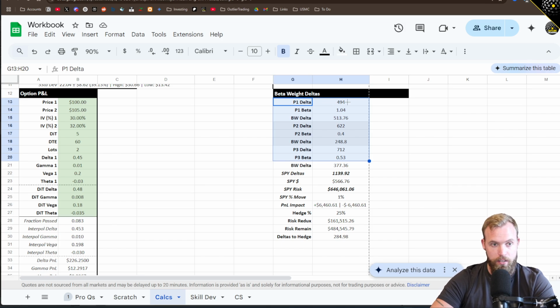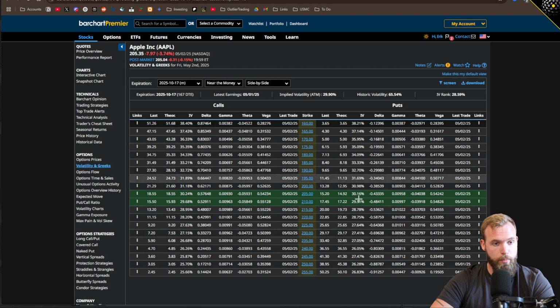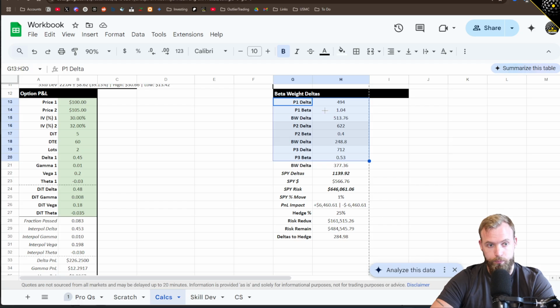You can figure out what your total deltas are simply by taking the delta of your current position, multiplying it by 100, and multiplying it by the number of lots you have. So again, going back to Apple, this has 38 deltas, 0.38. We would multiply that first by 100, you get 38 deltas, and then you multiply it by the number of lots that you have. That's how you create whatever your total delta is for your position.